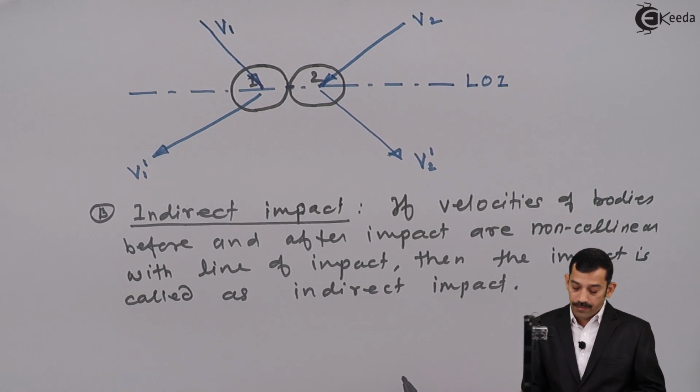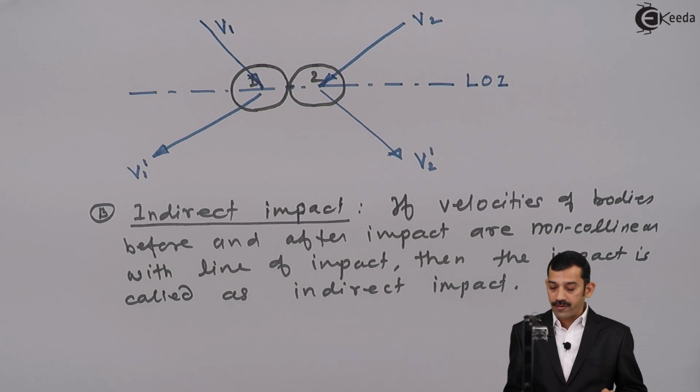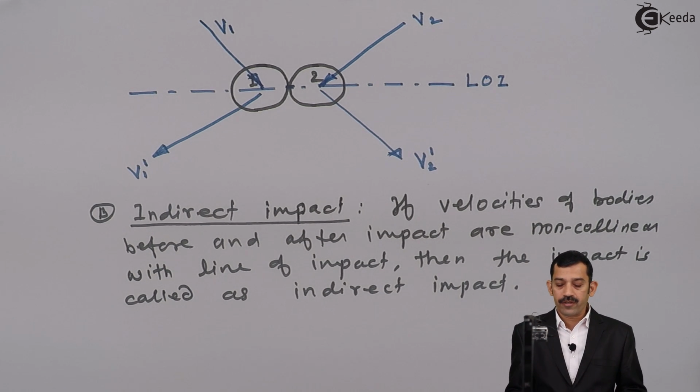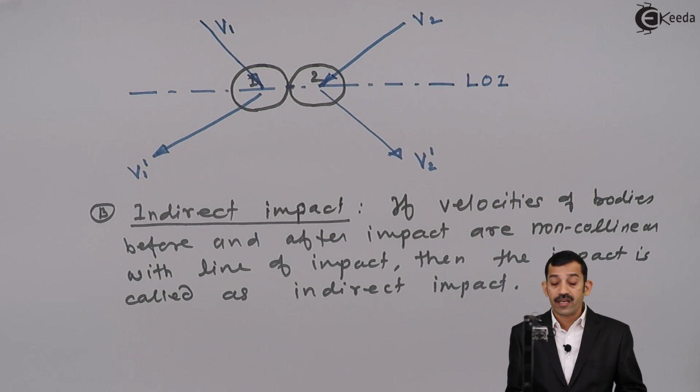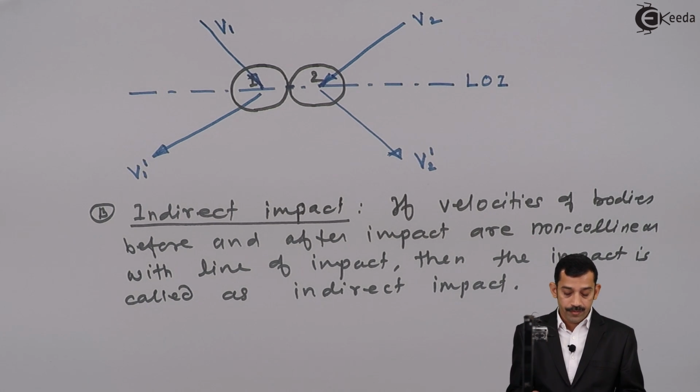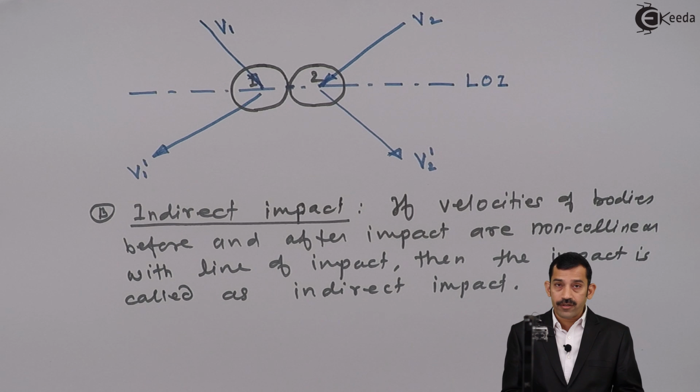Now in indirect impact and direct impact, what is the basic difference? In direct impact, velocities are collinear with line of impact. In indirect impact, velocities are non-collinear with line of impact. Now here our equations, that means law of conservation of momentum and coefficient of restitution, are valid, but when we apply them, m1 v1 plus m2 v2 equal to m1 v1 dash plus m2 v2 dash, directly you can't apply this equation.